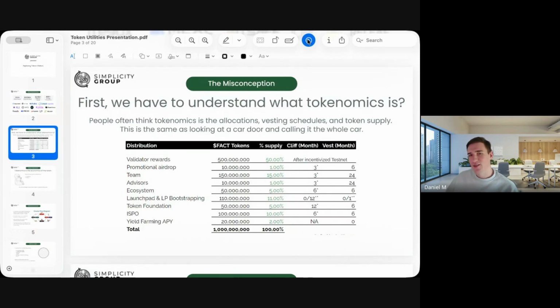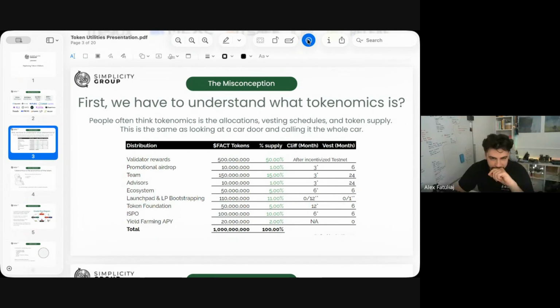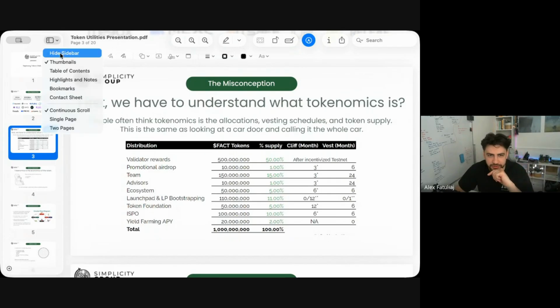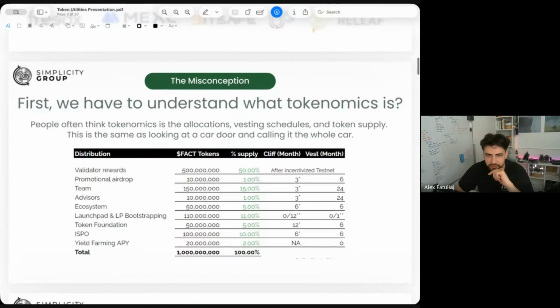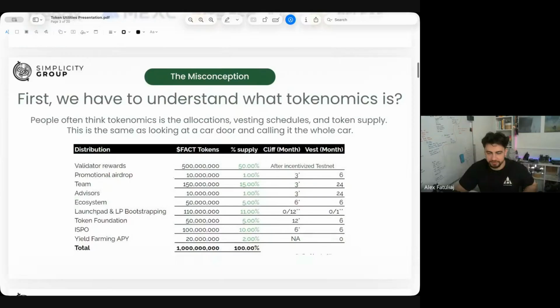So first of all, to understand what tokenomics is, we need to understand what tokenomics is. Sorry, Dan, real quick. Can you make it full screen or press that top left thing to hide the panel on the left? Yeah, I think that's better. Yeah, nice. It feels more like a presentation.